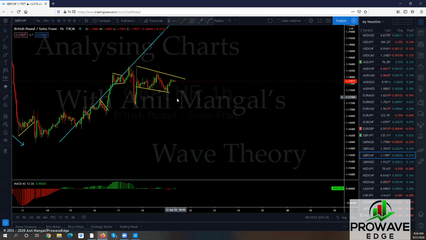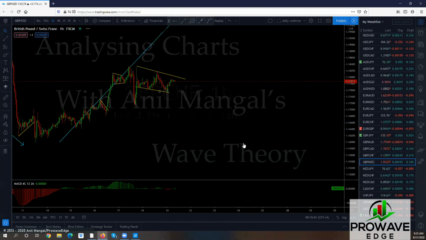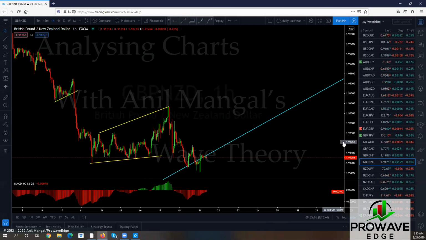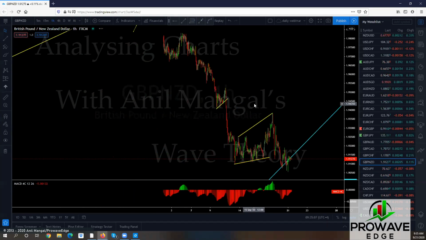So, and if this is the B part of it, then you're going to get 1, 2, 3, and then you're going to get 1, 2, 3, and then the upside. So Pound New Zealand, this is the only one that doesn't have that pattern. See? This one does not have the pattern that the others have.